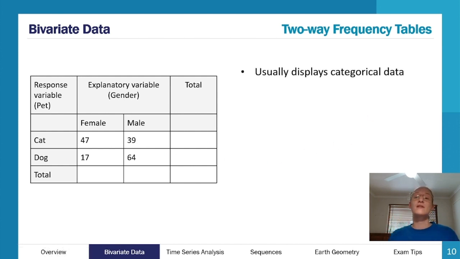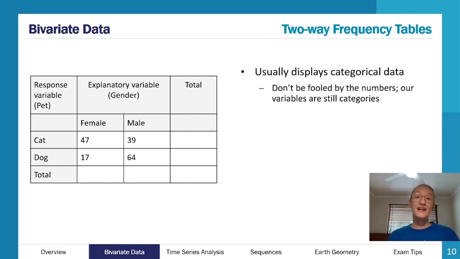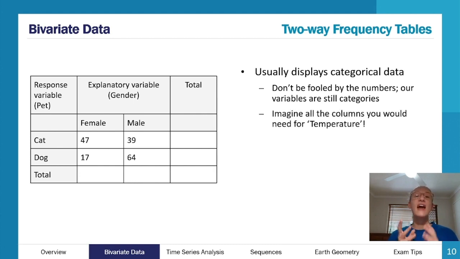So two-way frequency tables, what do we know about them? They usually display categorical data. That's one thing I would like to draw your attention to. Don't be fooled by the numbers, 47, 17, 39, 64. Our variables are still categories. To illustrate that a little further, imagine if we were going to have a two-way frequency table for temperature, imagine all of the columns we would need.